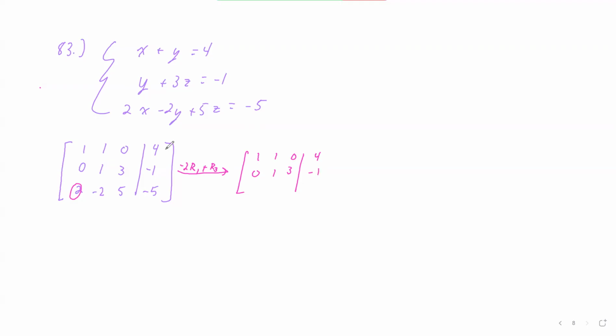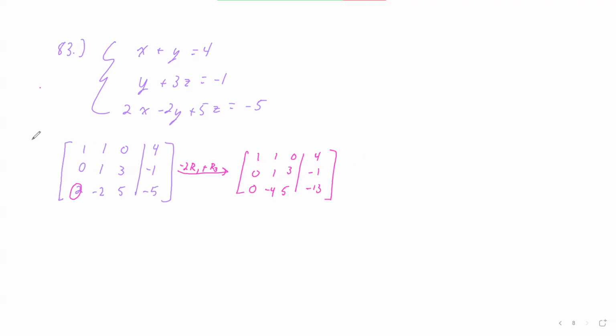So negative 2 times 1 is negative 2 plus 2 is 0. Negative 2 times 1 is negative 2 plus negative 2 is negative 4. Negative 2 times 0 is 0 plus 5 is 5. Negative 2 times 4 is negative 8 plus negative 5 is negative 13.